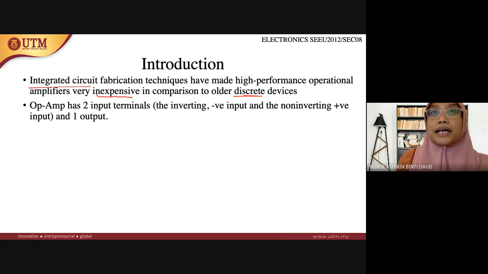So OP-amp has two input terminals: the inverting input, which is the negative input, and the non-inverting input, which is the positive input. It's very rare to call the terminal positive terminal or negative terminal. Instead, we call the terminals inverting terminal or non-inverting terminal. So it has two input terminals and only one output terminal.